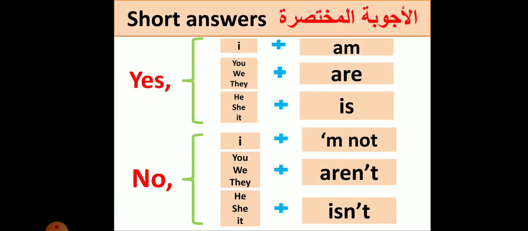For the short answers. Yes, I am. Yes, you, we, they are. Yes, he, she, it is. Okay, no, I'm not. No, you, we, they aren't. No, he, she, it isn't. It's very simple. So please try to learn them by heart. Okay, because it's a very important lesson.